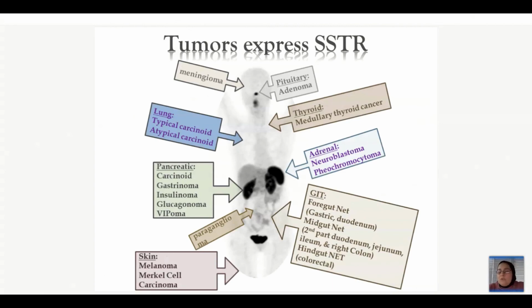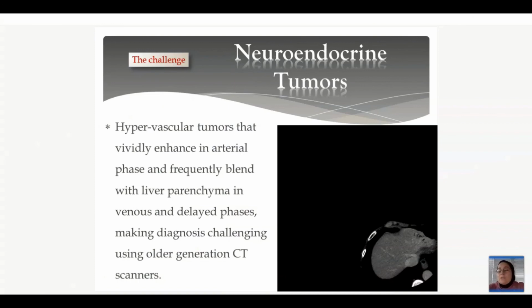Well-differentiated, low-grade neuroendocrine tumors always express somatostatin receptors, but there are other tumors that do the same. So I will start with the challenges facing imagers with neuroendocrine tumor. Why historically were we not doing a good job finding them early enough? The reason is the nature of the tumor. It's a very hypervascular tumor that takes up the contrast that we inject very early and washes it out very early because it has a lot of vascularity.